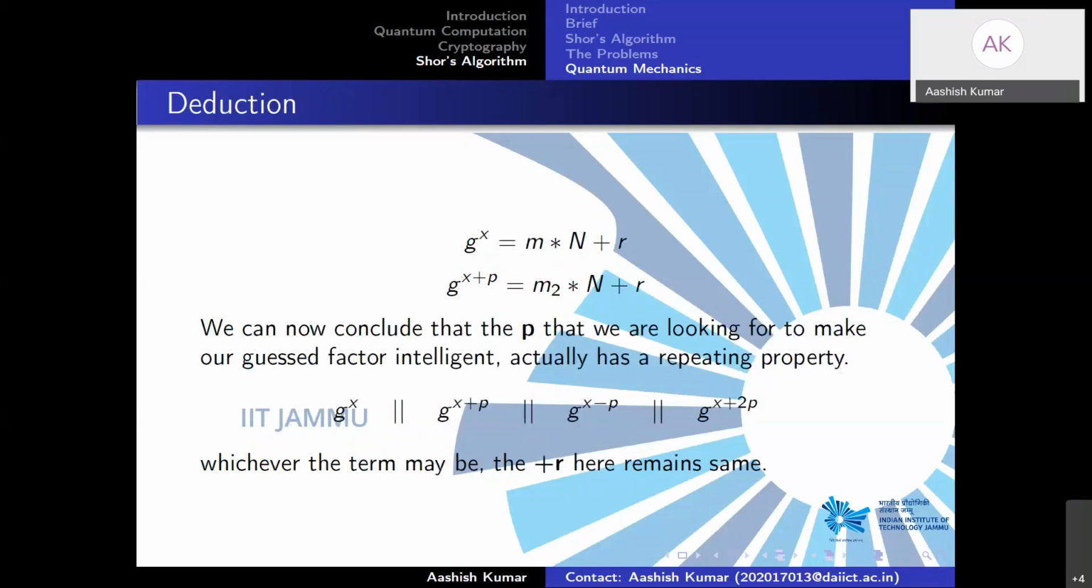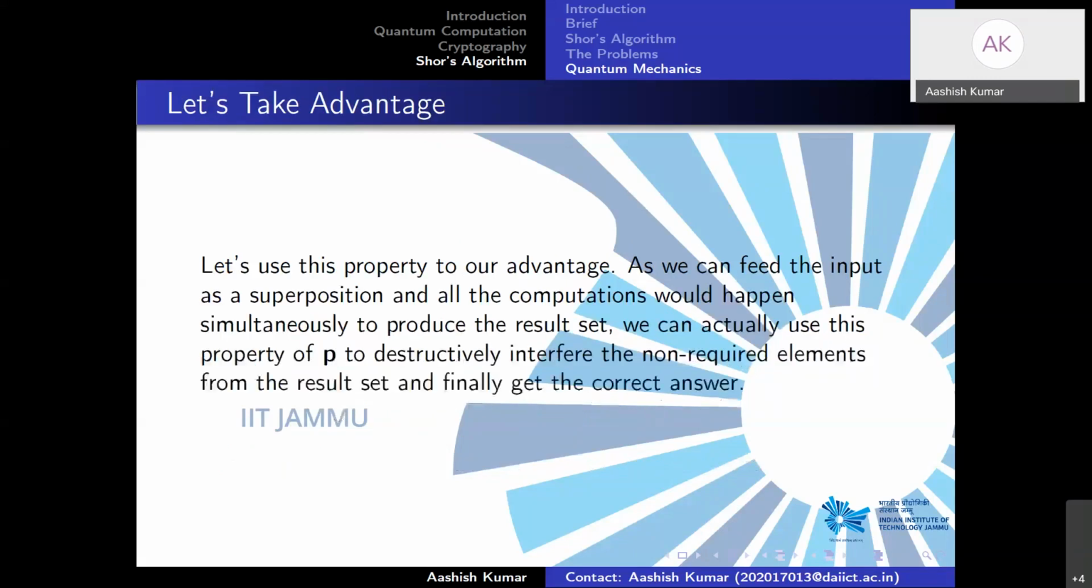So what can we deduce here? We can deduce that the P that we're looking for, to make our guess factor intelligent, actually has this repeating property. We can see that G power X, G power X plus P, G power X minus P, and G power X plus 2P are giving us a period. And whichever the term may be, the plus R remains the same.